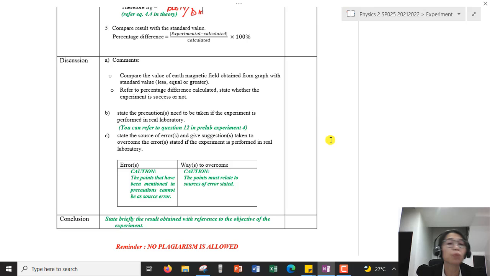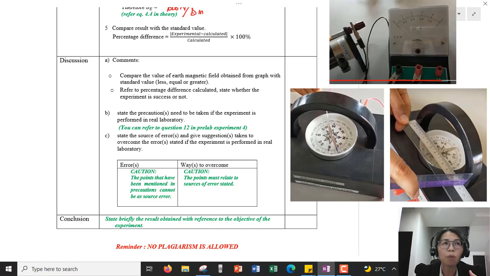You might refer to question 12 in pre-lab experiment 4, where we already discussed the precautions in the pre-lab session. Then state the sources of error and give suggestions to overcome the errors stated if the experiment is performed in a real laboratory. Try to think it out. In a real laboratory, you are going to read the scale of the compass and also the value of current on the ammeter. So what kind of error might occur and how are you going to overcome it?